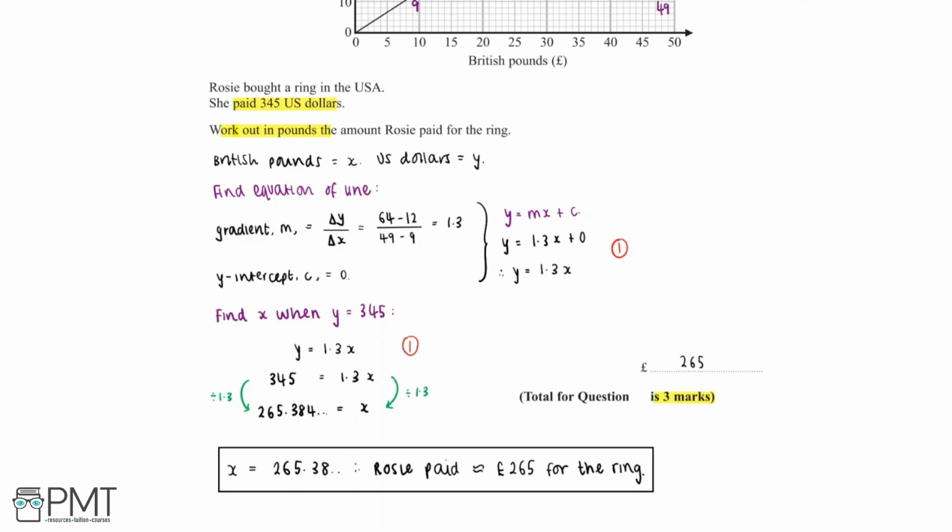And we get the third mark for getting the correct final answer, that the amount of money that Rosie paid for the ring is approximately equal to £265. And so we've now achieved the full 3 marks needed in this question.